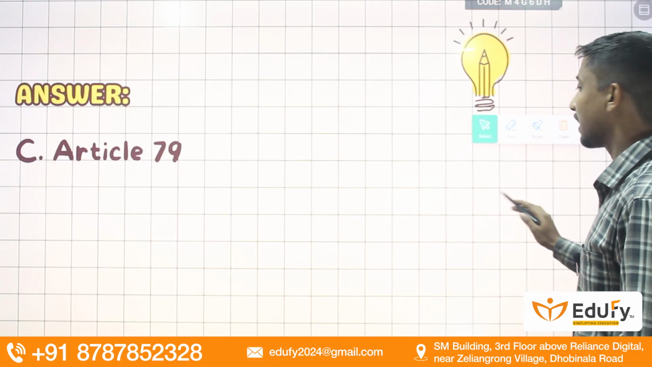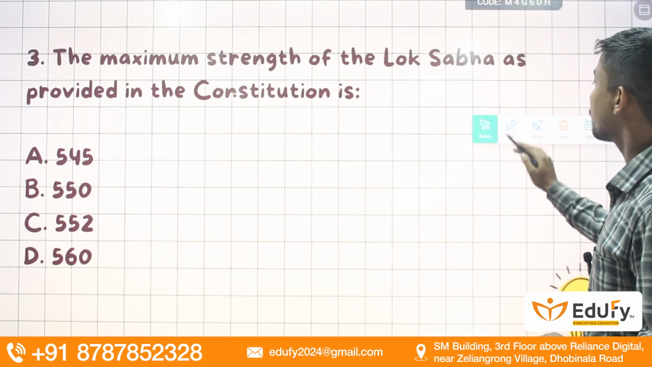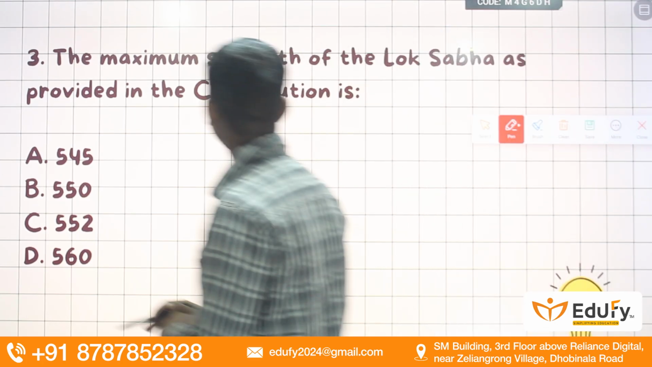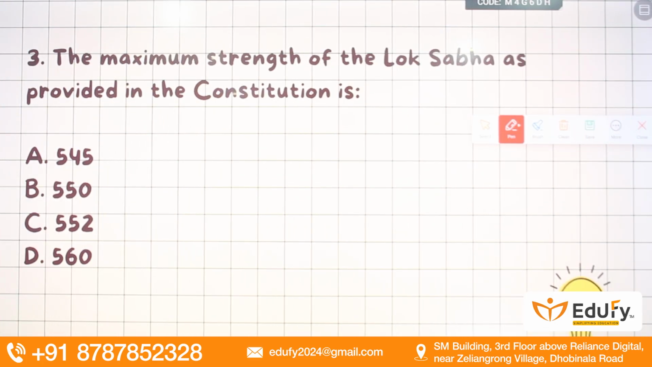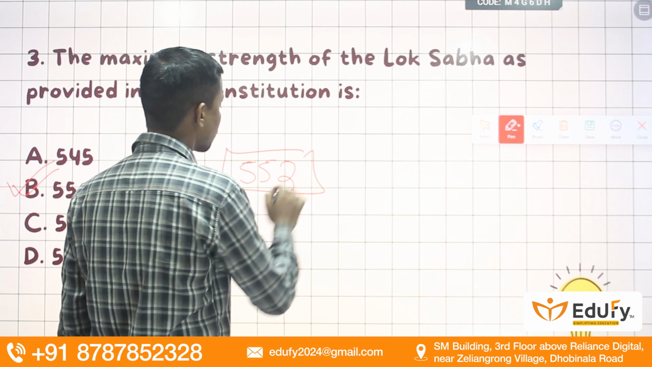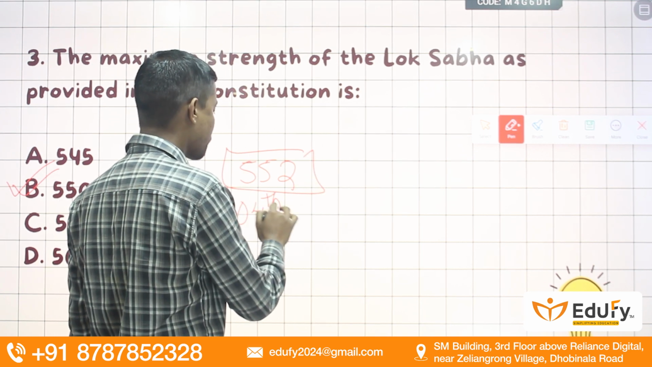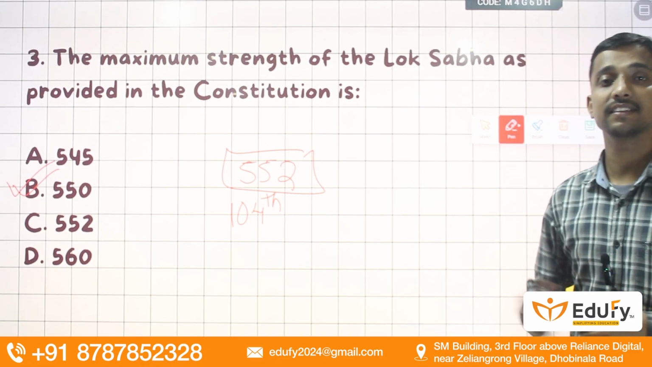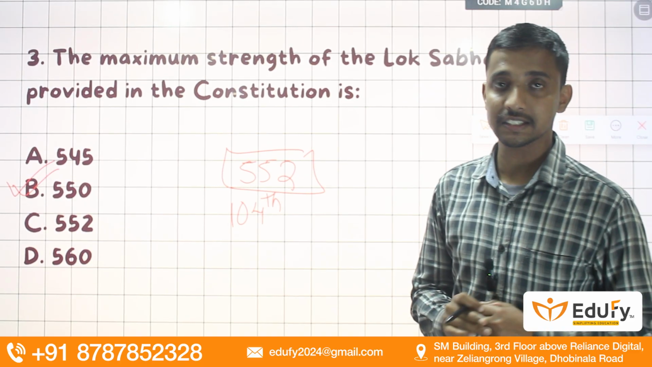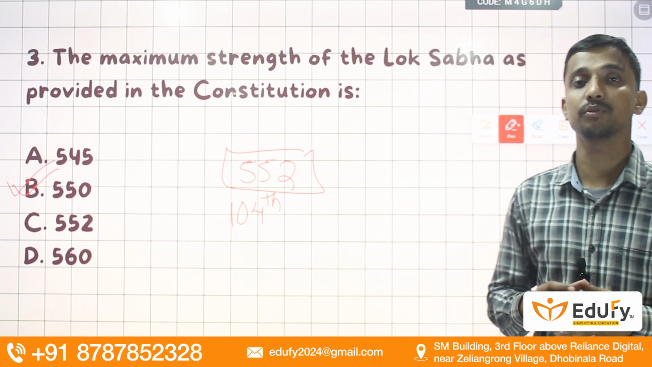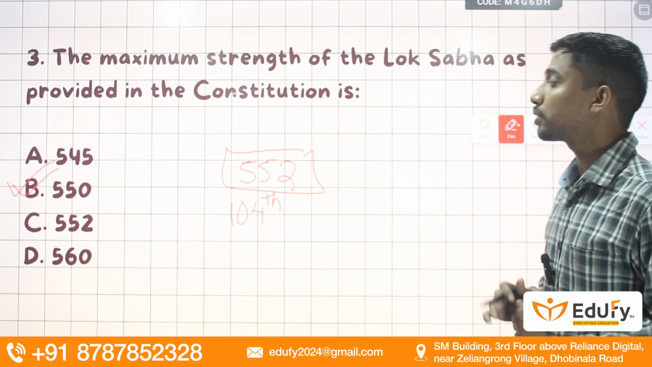Moving towards the next question, guys, we have: the maximum strength of the Lok Sabha as provided in the Constitution is. So guys, the maximum strength of the Lok Sabha as provided in the Constitution is 550. Earlier, it was 552. After the 104th Constitutional Amendment Act, we have reduced it to 550. Earlier, we had the nomination of two Anglo-Indians in the Lok Sabha. However, after the 104th Constitutional Amendment Act, it was removed. So the correct option will be option B.